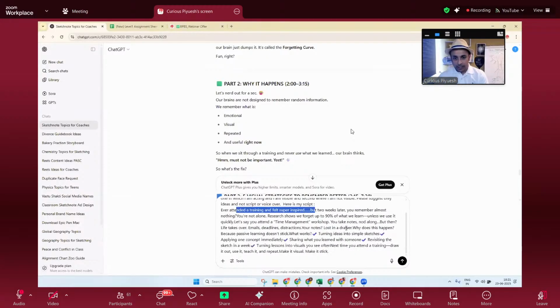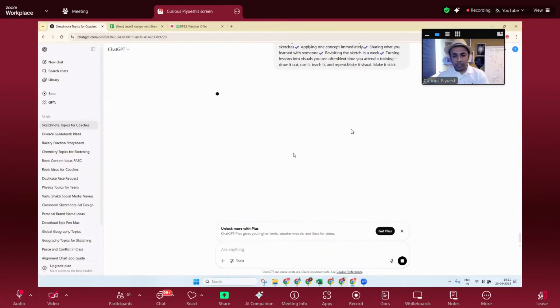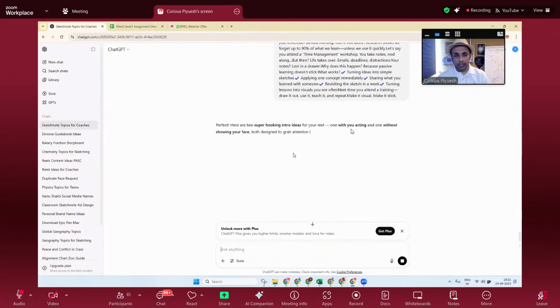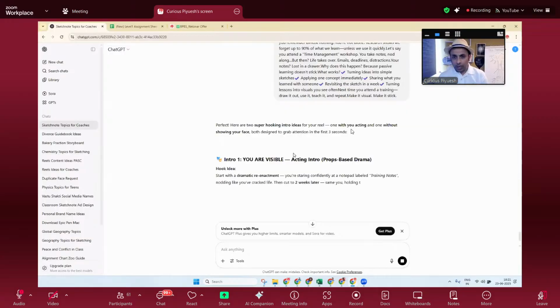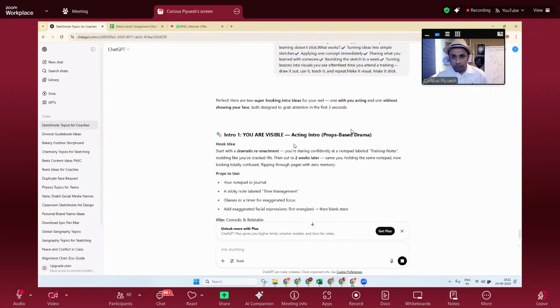Can you see? I am a solo person shooting this. So I want ChatGPT to give me some hooks. And look at this. Here are two super hooks intro ideas for your reel. One with you acting and one without your face. So intro is you are visible, acting in props based drama. Hook idea, start with a dramatic reenactment.